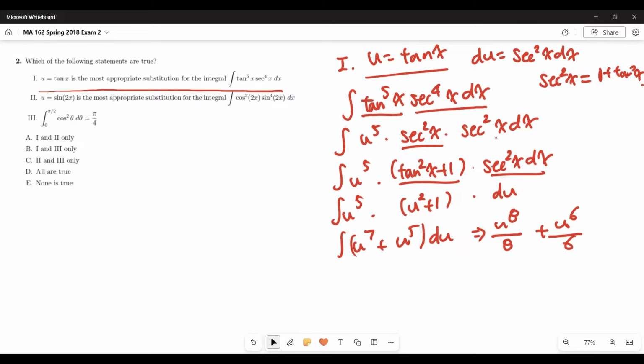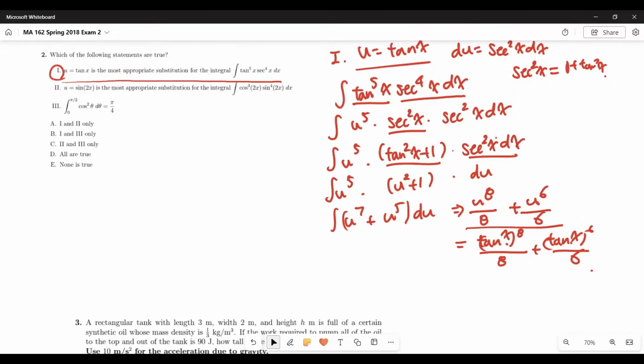So there you go, you have that. So after that, you just have to change back into tangent to the eighth power over 8 plus tangent to the sixth power over 6. So you can solve it. I think it's right personally, but I think when the professor was making the exam, he or she made a mistake. So I'm going to consider it as right.